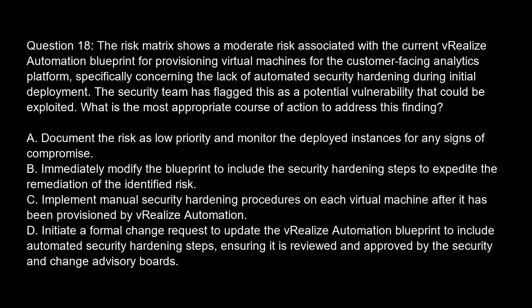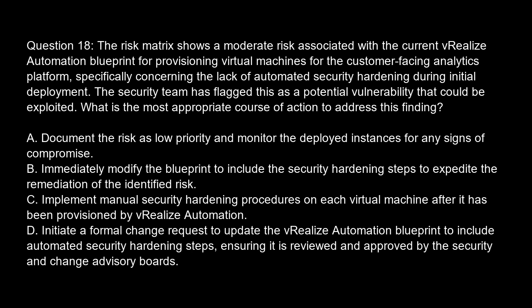Question 18. The risk matrix shows a moderate risk associated with the current vRealize Automation blueprint for provisioning virtual machines for the customer-facing analytics platform, specifically concerning the lack of automated security hardening during initial deployment. The security team has flagged this as a potential vulnerability that could be exploited. What is the most appropriate course of action to address this finding?